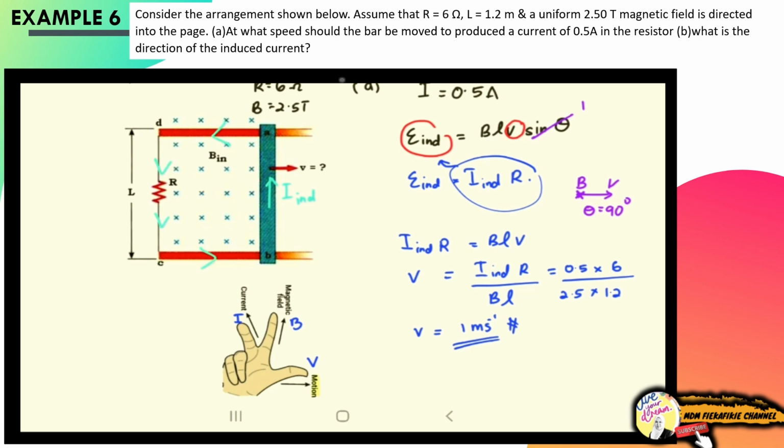In order to answer B, I will write the direction of the induced current is anti-clockwise. Ataupun kita boleh cakap it's upward. Upward refers to the direction of the current in the conductor bar. Boleh. So we finish question number 6. Let's proceed to question number 7.